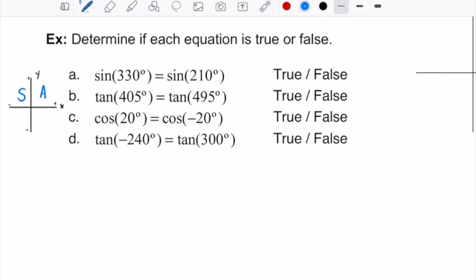In quadrant 3, tangent is the one whose value is positive, and then sine and cosine are both negative. And then lastly, in quadrant 4, cosine is the one whose value is positive, and then sine and tangent are both negative. So knowing that information might help you when it comes to answering these questions because some of these have the same number value, they're just different signs.